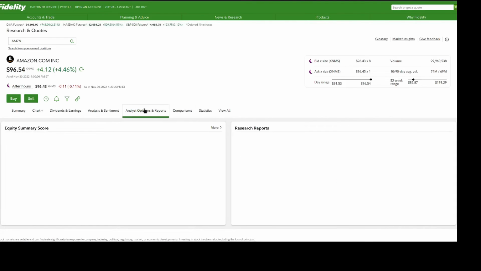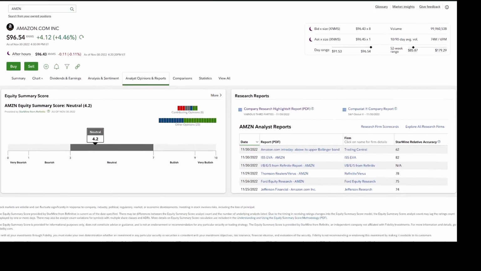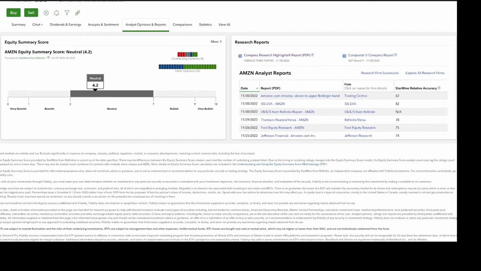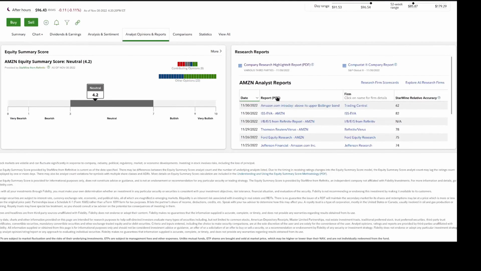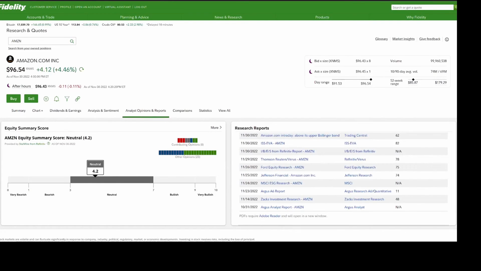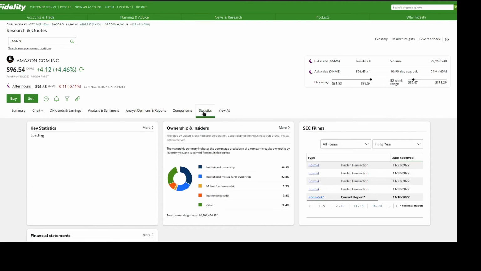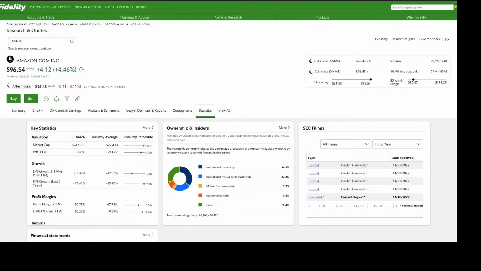So Fidelity has a lot of data. I would say it's got about as much data as Charles Schwab, but you've got to do a lot of scrolling. So you've got 1, 2, 3, 4, 5, 6, 7, 8 research reports, or actually more than that. And some of this stuff, like right now, it looks okay. Like right now, it's okay.